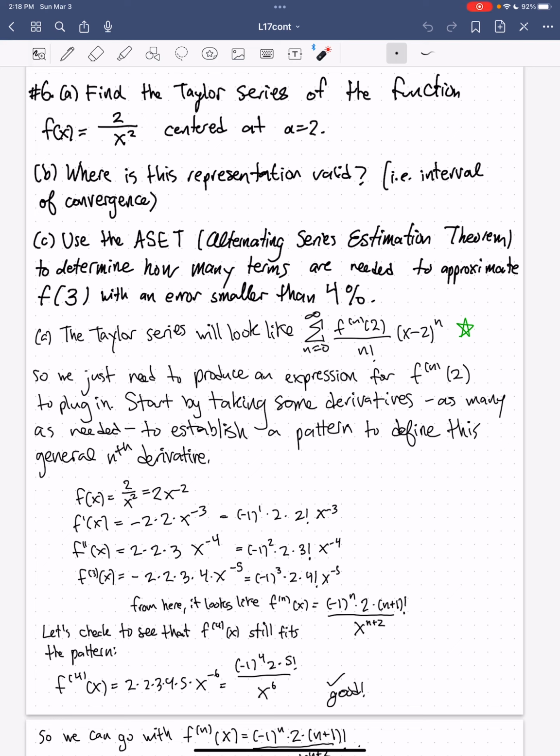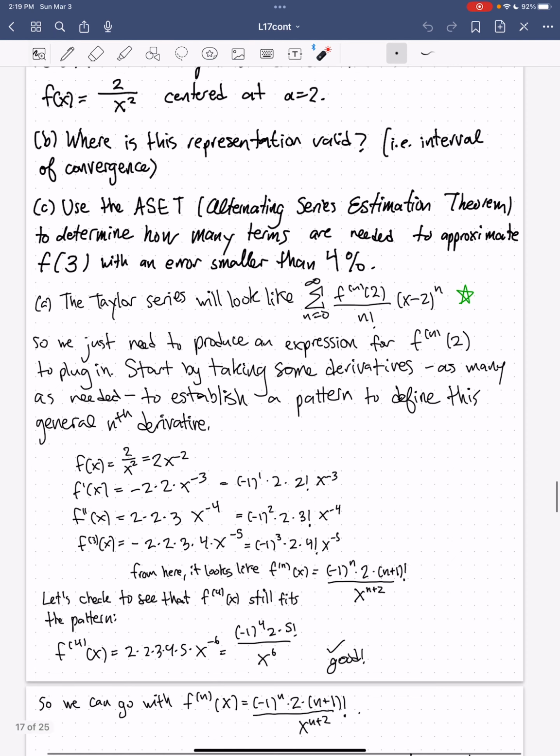To do this, one thing that we can do is start by taking derivatives, as many as we need, just to figure out a pattern to define that general nth derivative. So if we take our function f of x and look at the derivatives, we can see a bit of a pattern. If we write f of x as 2 times x to the negative 2, we see that every time we apply the power rule, we collect more integers in front, which looks like a factorial. And so you can see here that the general pattern looks to be that our nth derivative is negative 1 to the n times 2 times n plus 1 factorial over x to the n plus 2.